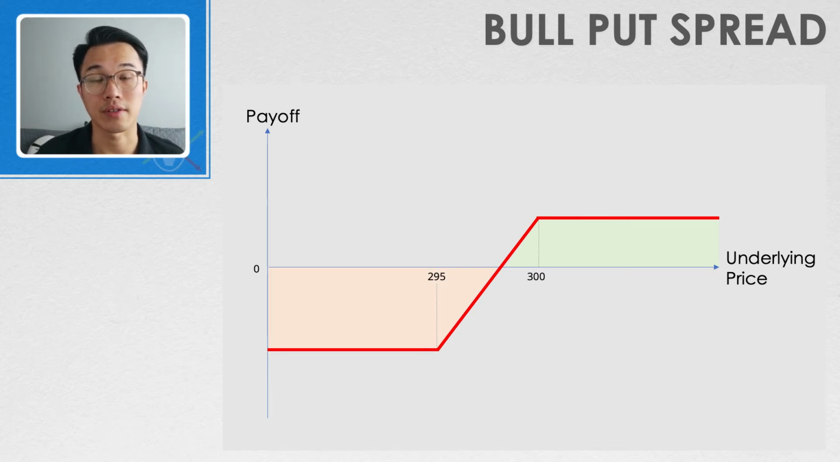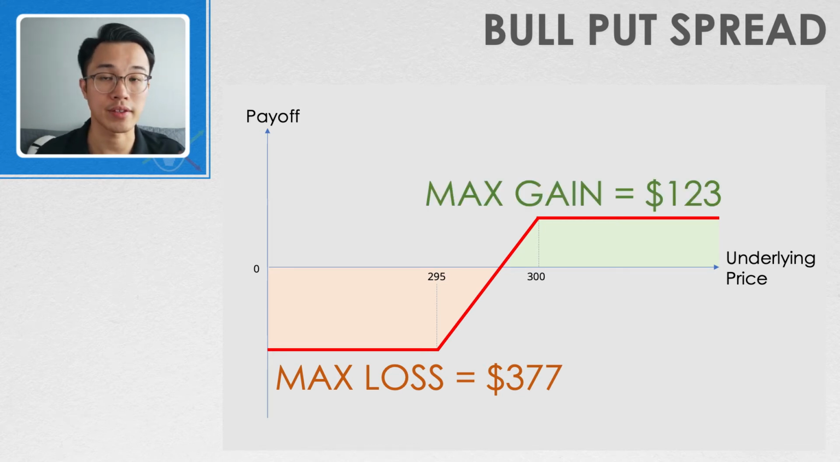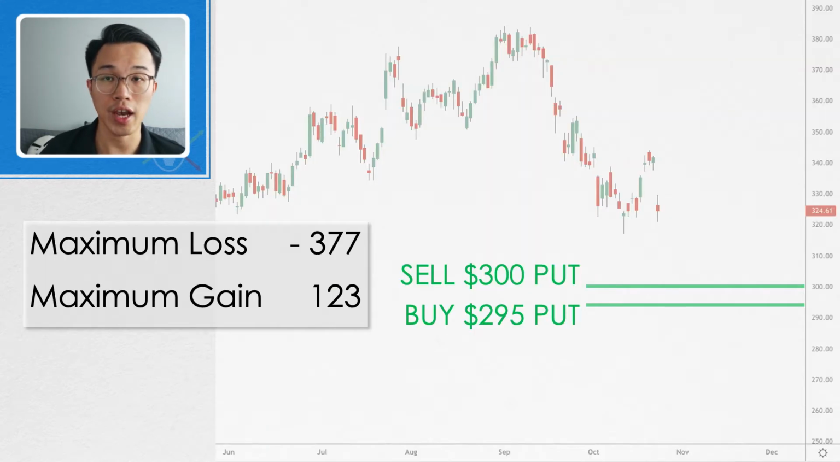So my maximum loss on this trade is $377, regardless of how low the share price can fall. Even if the share price falls to zero, my maximum loss is still $377. But at the same time, if I'm correct, the share price stays above 300. No matter how high the share price can go, my maximum gain is capped at $123. So we can say that the capital that I risk on this trade is my maximum loss of $377, and the potential gain is the maximum I can make, which is $123.